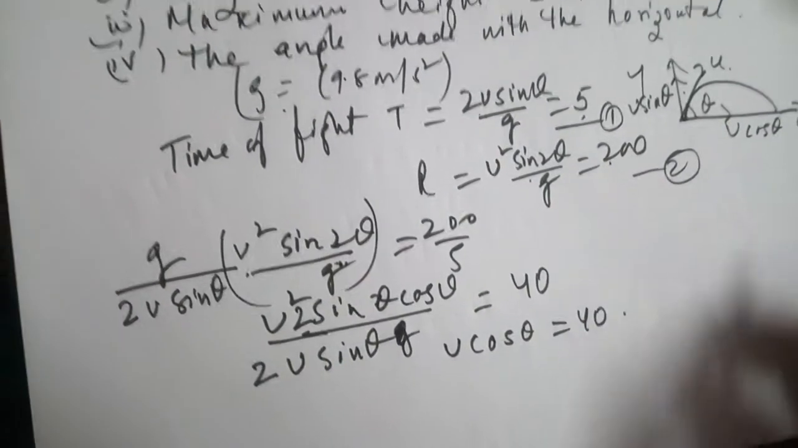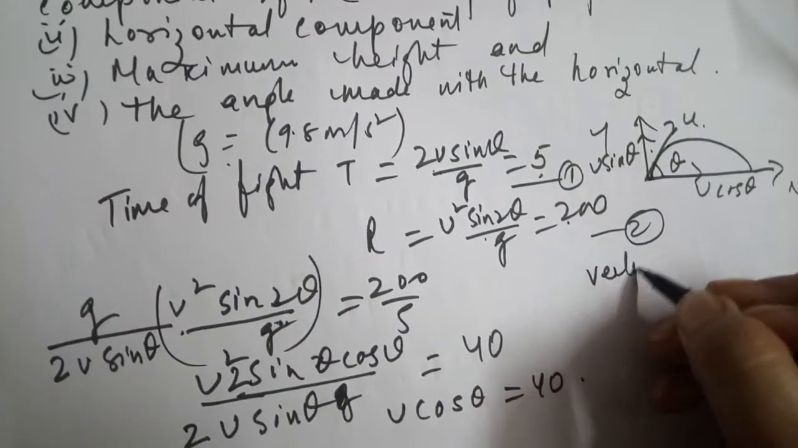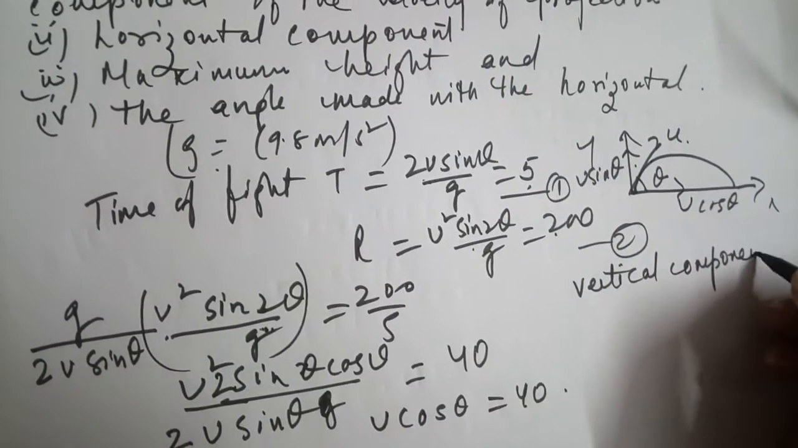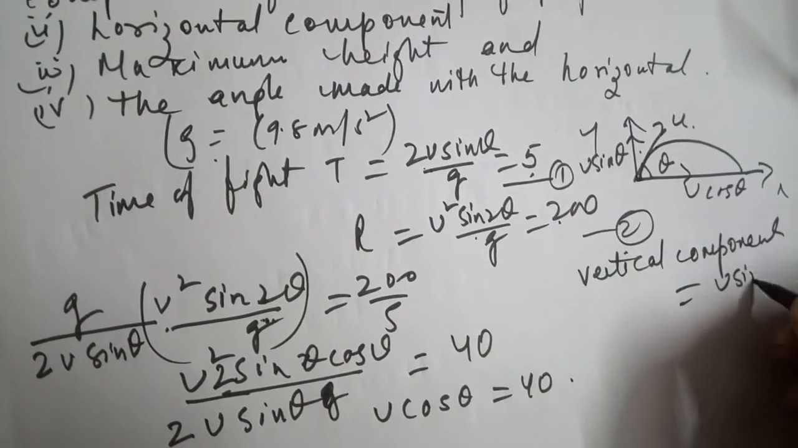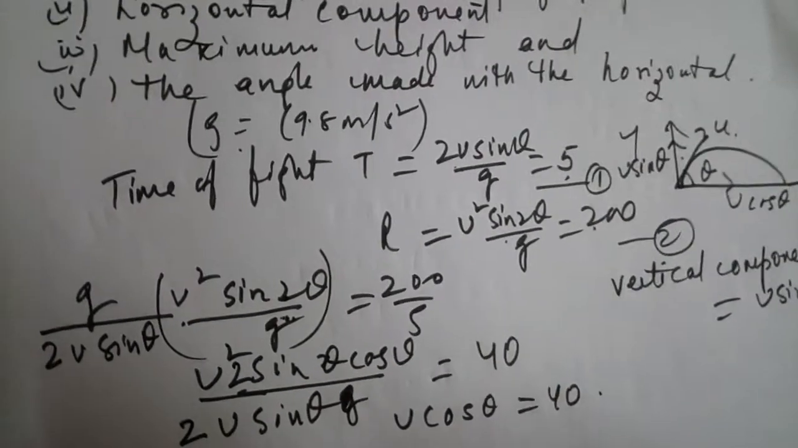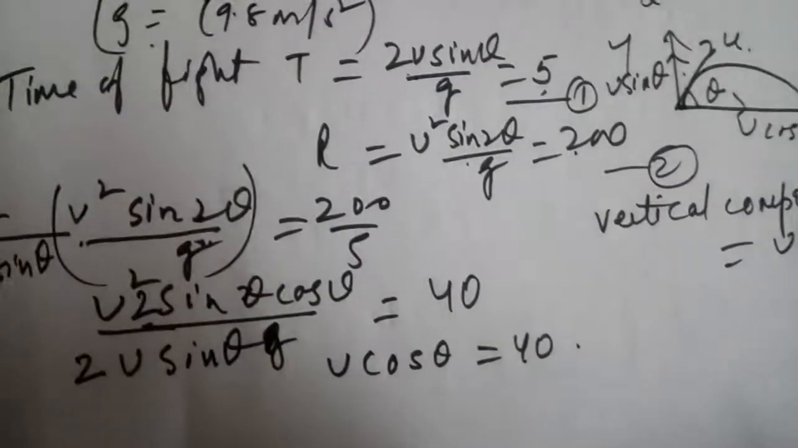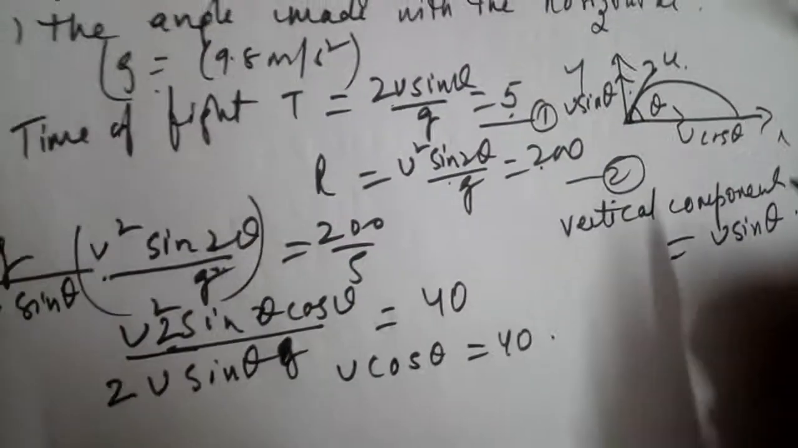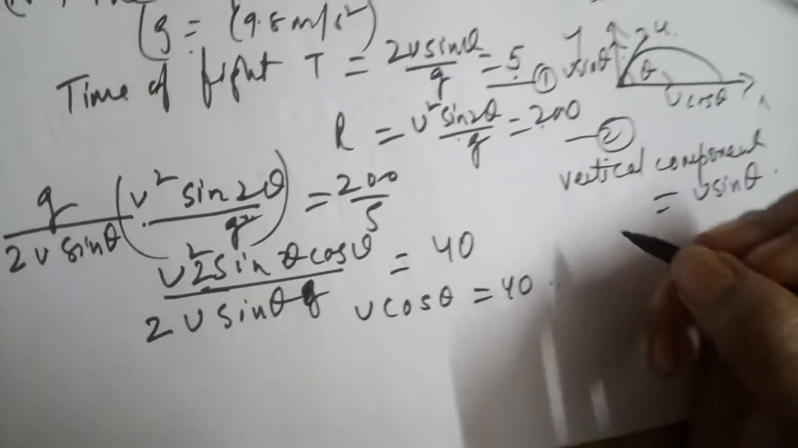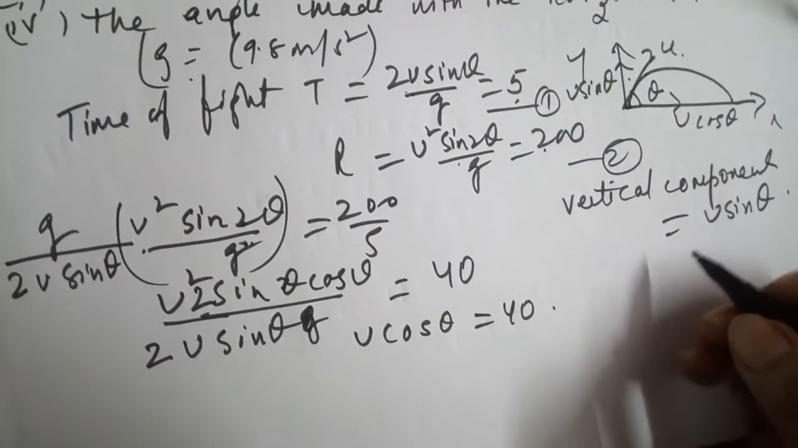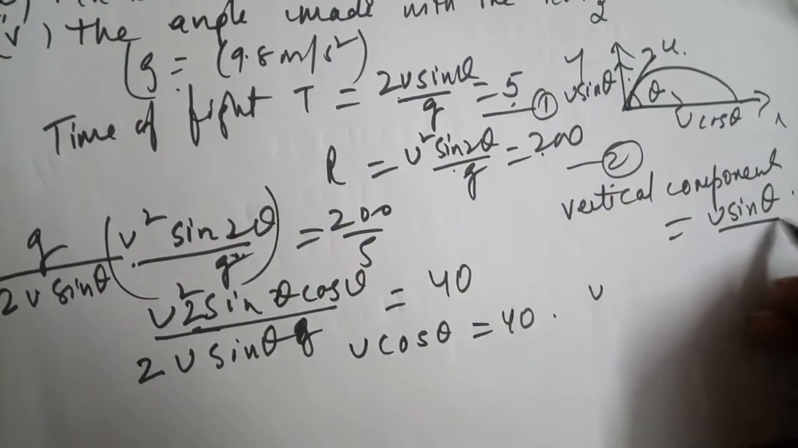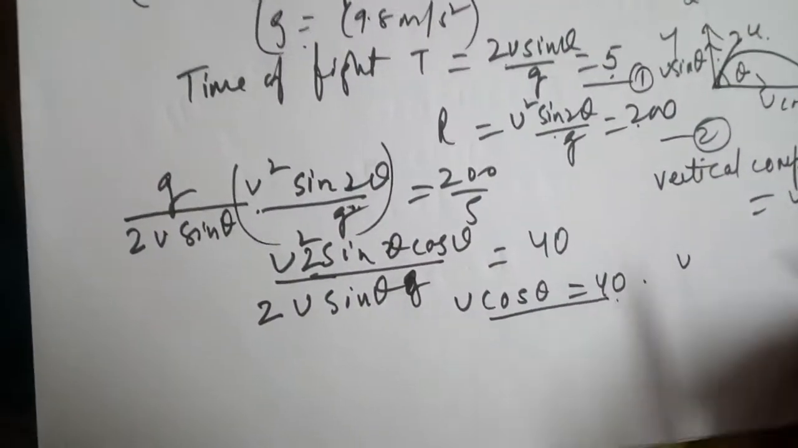But what is being asked? The vertical component. The vertical component is given by u sin theta. So we need to find out the value of u sin theta. In order to find out the value of u sin theta, we can very well use the equations here. This is u cos theta given as 40, and we are looking for u sin theta.